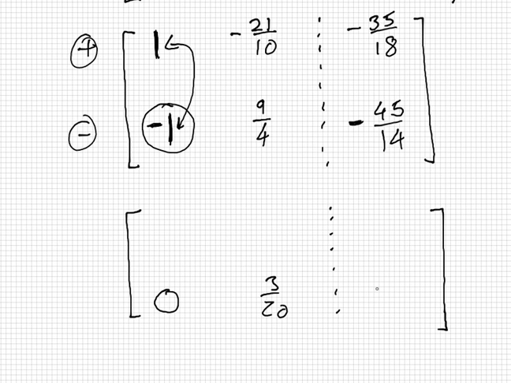So the next one, add again. What's the next one? Minus 325 over 63. And then we keep the first row the same: 1, minus 21 over 10, minus 35 over 18. So that stays the same.